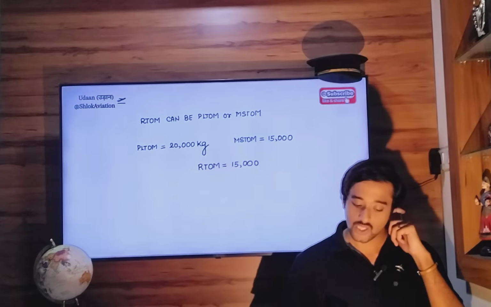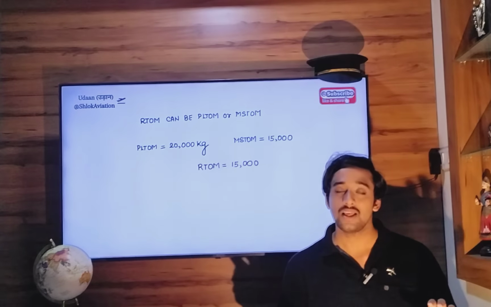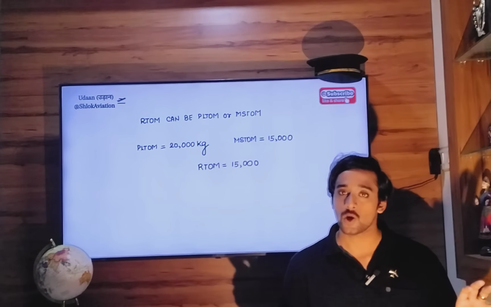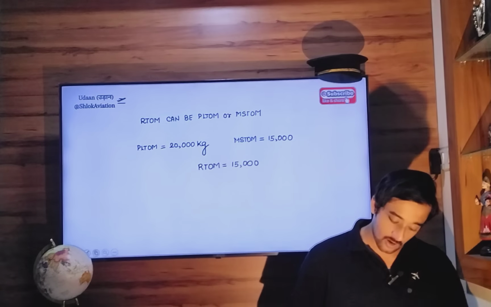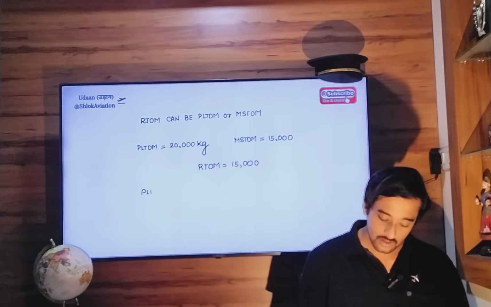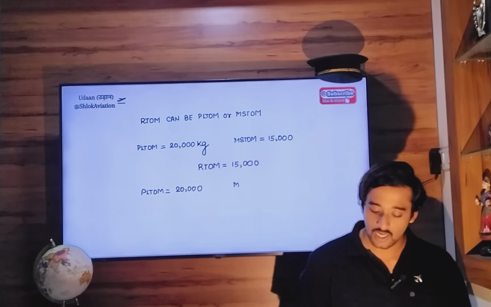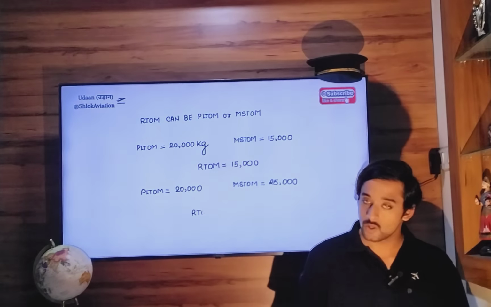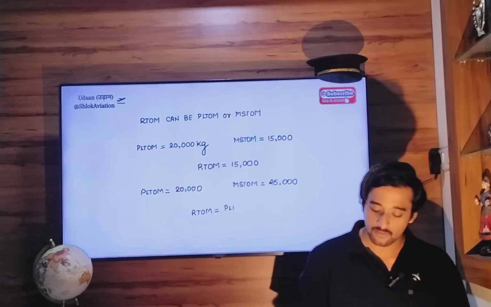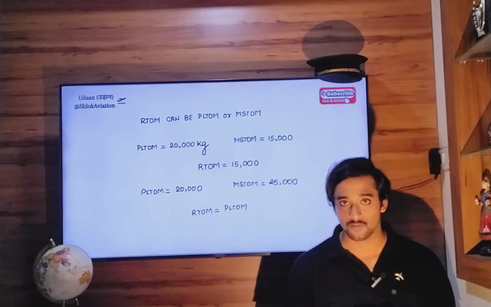So regulated takeoff mass will always be the lesser value. We are going to select a lesser value which is going to fulfill both the conditions of performance limited takeoff mass and maximum structural takeoff mass. Let's say performance limited takeoff mass is now 20,000 and maximum structural takeoff mass is 25,000. So in this scenario, regulated takeoff mass will be equal to performance limited takeoff mass because now performance limited takeoff mass is less than maximum structural takeoff mass.